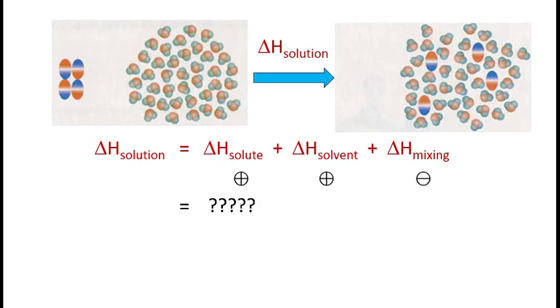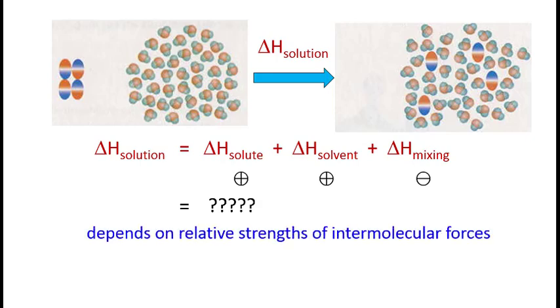This is somewhat like when we estimated delta H for reactions using bond energies, and the result depended on the relative strengths of the bonds that were broken and the bonds that were formed. Same here. It depends on the relative strengths of the intermolecular forces that are broken in the first 2 steps, and the intermolecular forces that are formed in the 3rd step. This means that the solution process can be exothermic or endothermic, and we cannot predict this ahead of time.